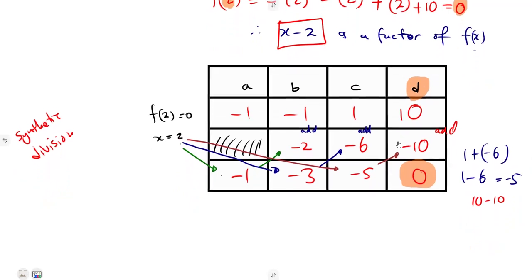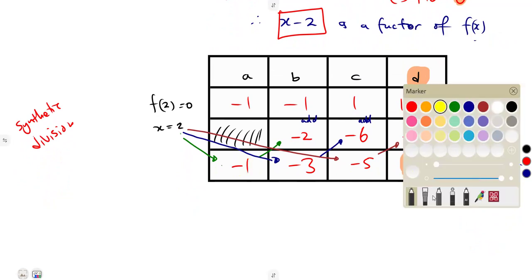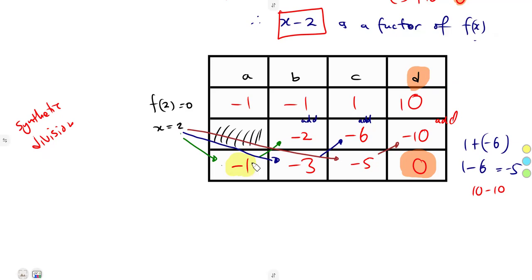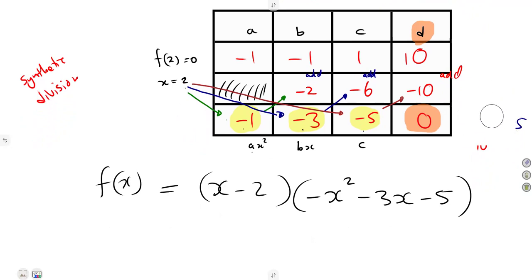And like I said, what is remaining in the last row is the coefficient of x squared. This is A, this is B, and this is C of our quadratic expression. So that is your f of x factorized. It can be written as the first factor, our linear factor x minus 2, times the quadratic that you're obtaining here, ax squared plus bx plus c. What is our A? Negative 1. So that's negative x squared plus bx. Our B is negative 3, so that's negative 3x. Our C is negative 5. So that is what you're going to have at the end after factorizing.